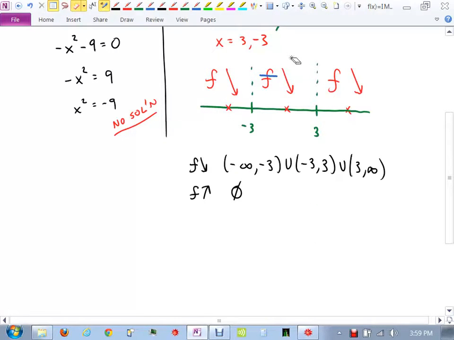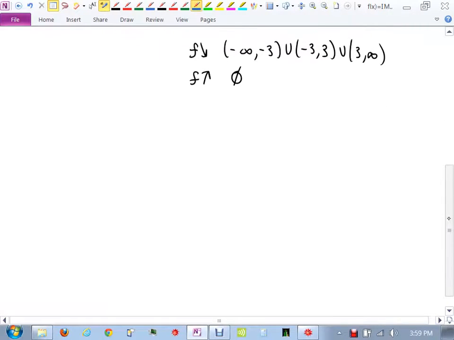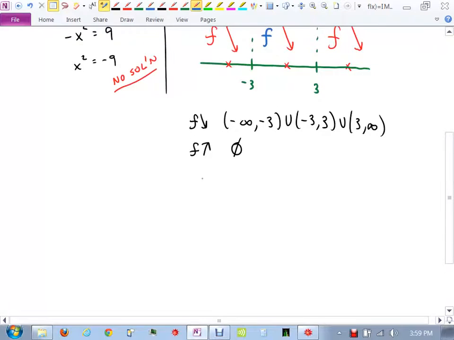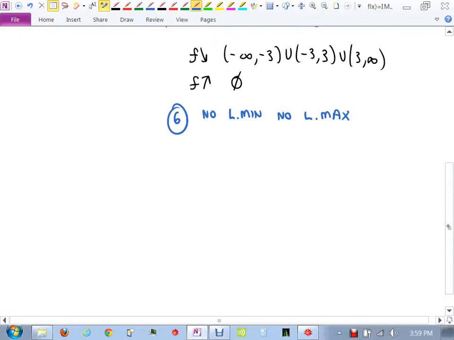All right, what do I need? We're done with that? No local min. No local max. Yep, now step 6, right? Oh, that is step 6. Step 7. Determine all the intervals where we're concave up and concave down.